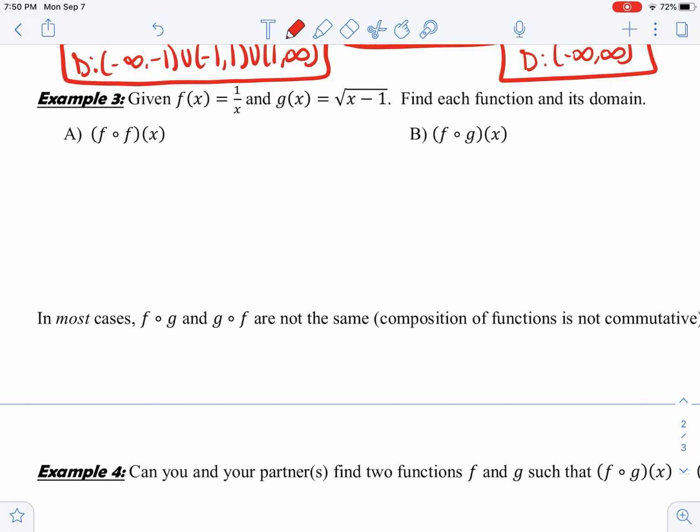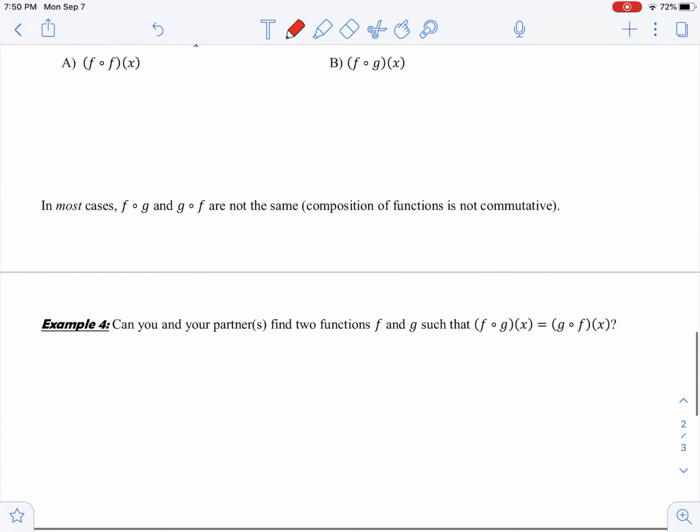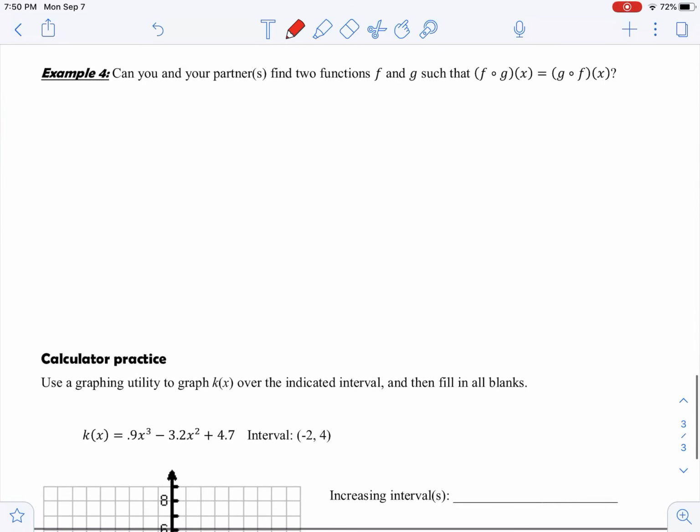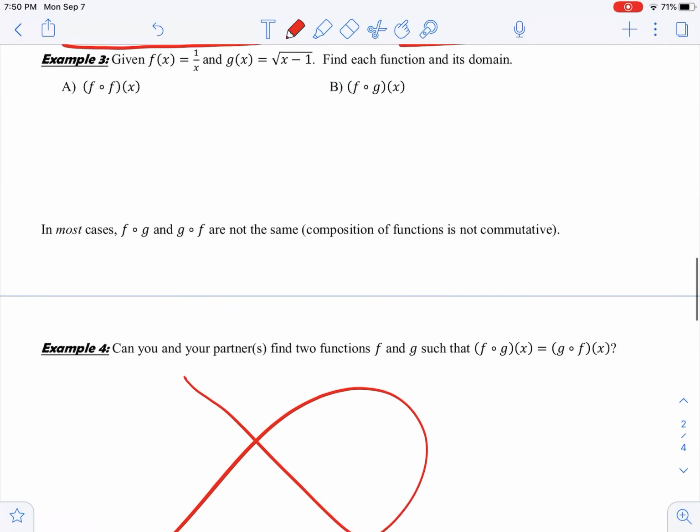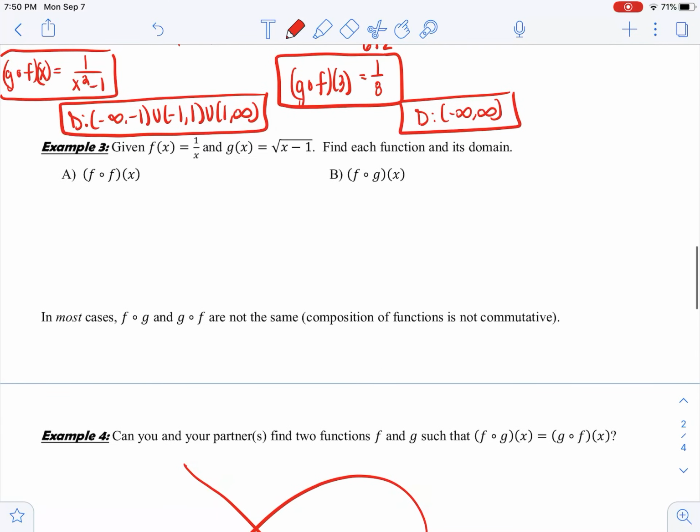Last set here. And then this set is here so that we can talk about this last example here. Now, usually in class we had you come up with two functions that when you take f of g of x and g of f of x that they're equal. But we're going to actually skip that since we can't work in partners today. I'll do it live teaching, but it won't be on the video. We'll actually bring it up tomorrow in class with inverses.